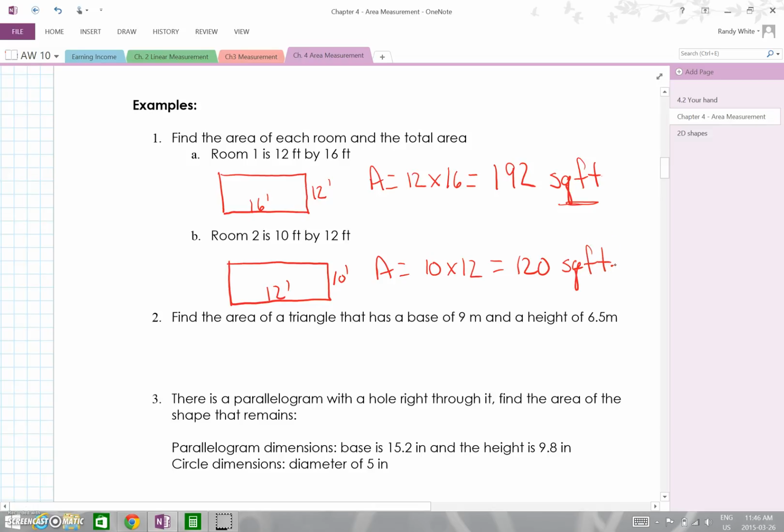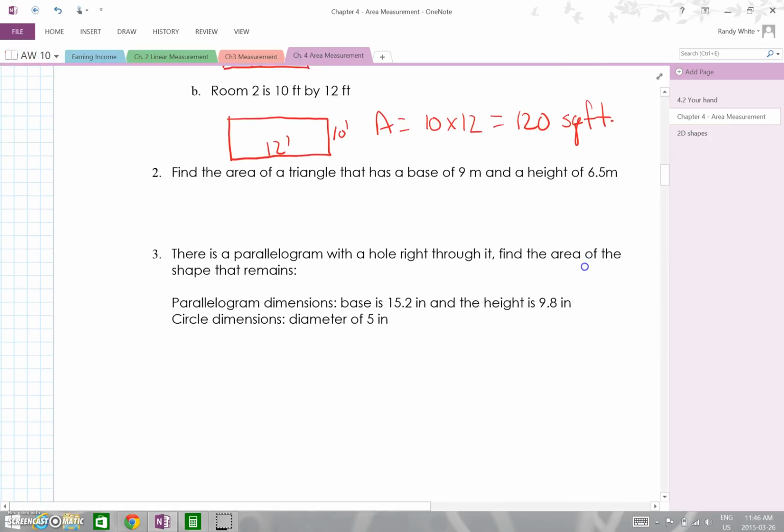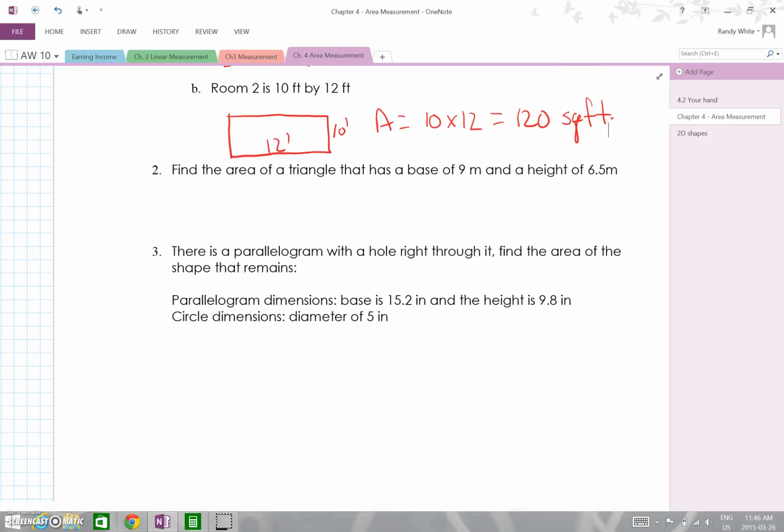Now instead of feet, if those were meters, then it would be meters squared. If it was kilometers, it would be kilometers squared. If it was miles, it would be miles squared. Okay? You always want to make sure the units are the same. You don't want to have one in meters and then one in kilometers. You always want to make sure they're the same units.